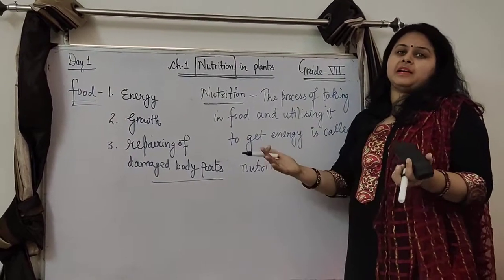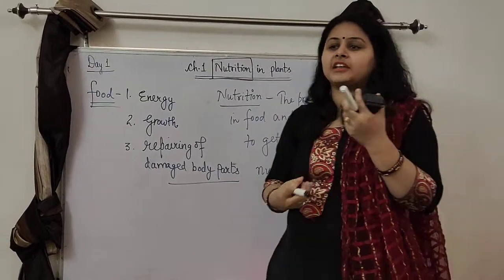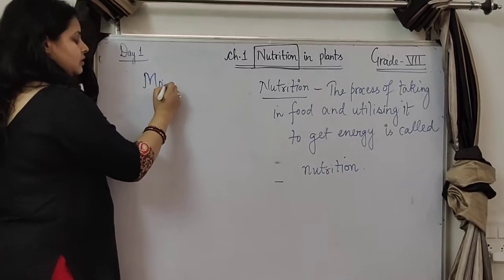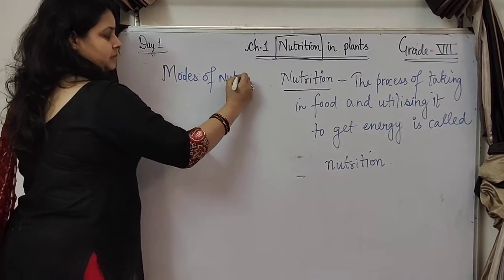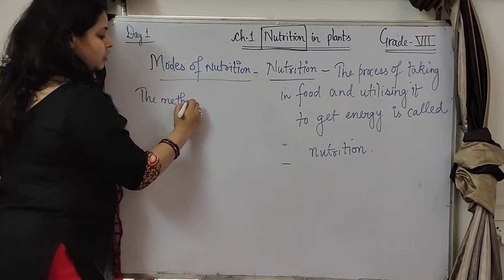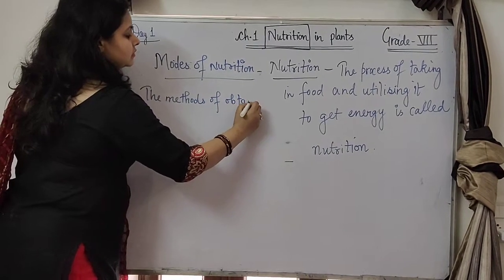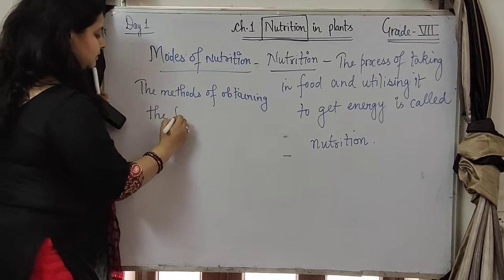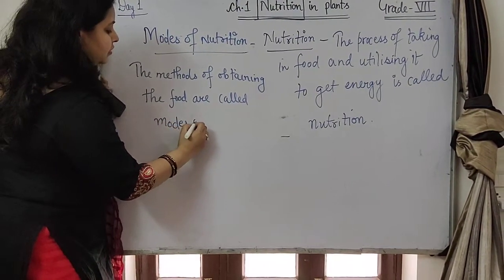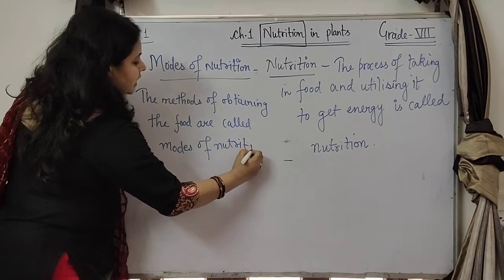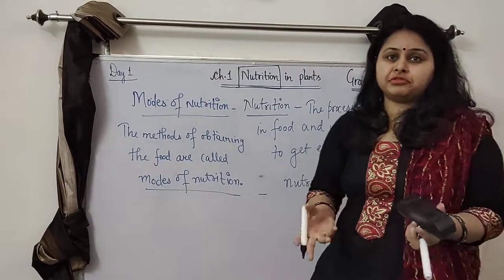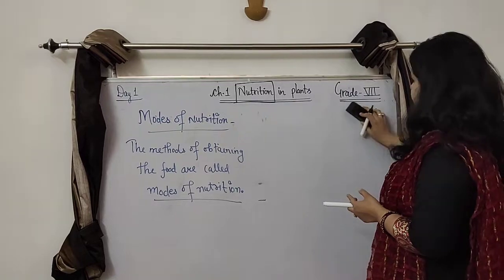But there are different methods by which living organisms can obtain their food, and those different ways of obtaining the foods are known as modes of nutrition. That can be written this way: the methods of obtaining the food are called modes of nutrition. And according to the way living organisms are getting their food, we have two modes of nutrition.